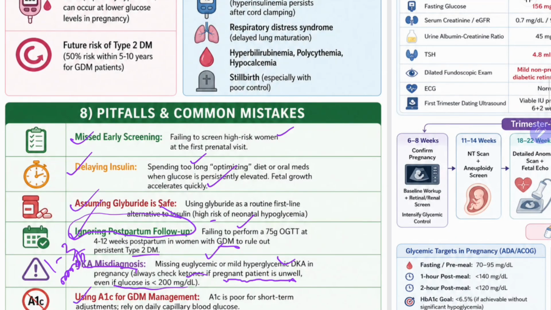Using A1c for GDM management: A1c is poor for short-term adjustments. Rely on daily capillary blood glucose. Okay, so that is about very important things. Early screening is important. Don't delay insulin. Don't give glibenclamide. Postpartum follow-up should be there. OGTT should be performed at 4 to 12 weeks. DKA misdiagnosis and A1c should not be used. That's all about GDM. Thank you.